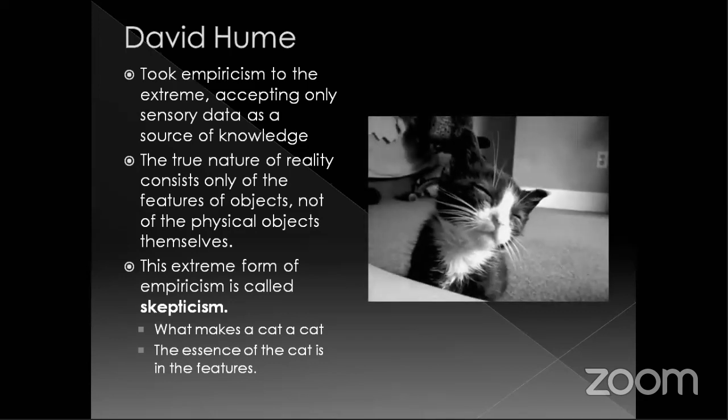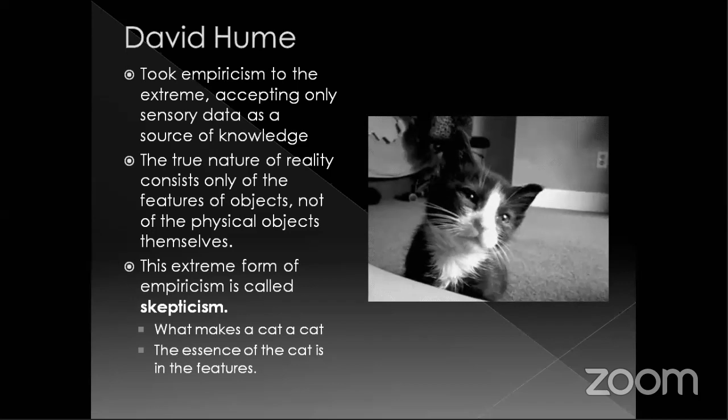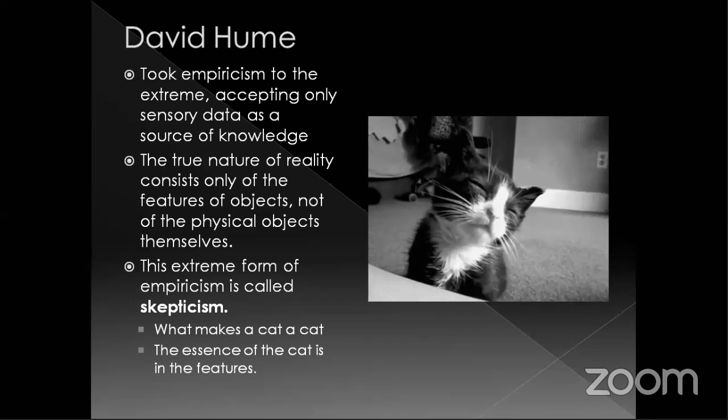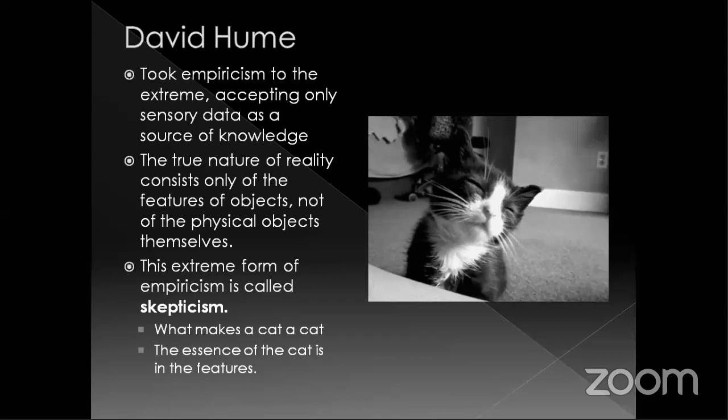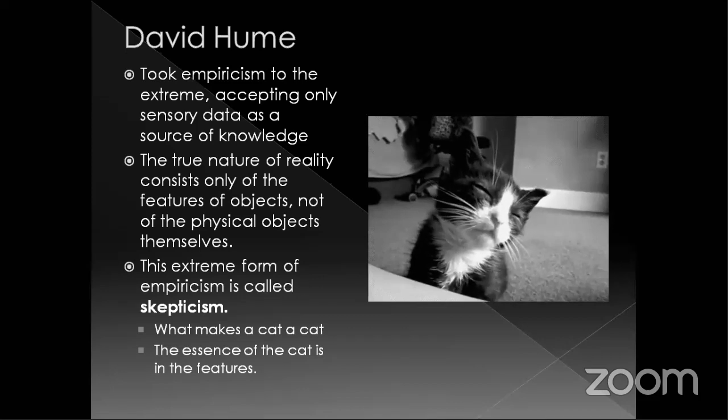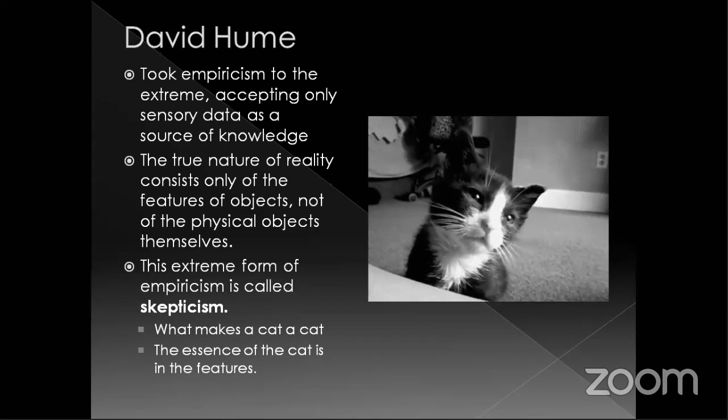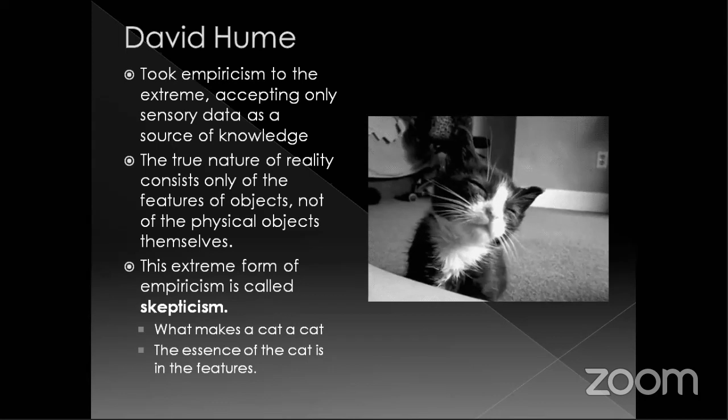Here you are. What makes this cat a cat? The essence of the cat is in the features of this cat. So this is a very stringent or rather rigid position of empiricism, which is also called skepticism.